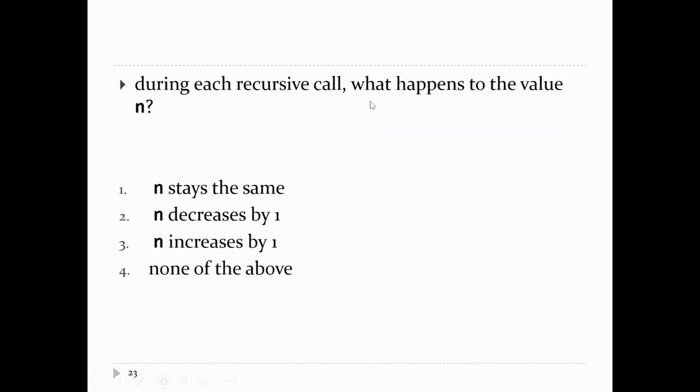During each recursive call, what happens to the value of n? Remember, n is the value that we're passing in to the method every time. It's a recursive method. Our base case is that n is 0. n starts out as some positive value, so n has to decrease every time by 1. Each recursive call results in n going down by 1 every time.